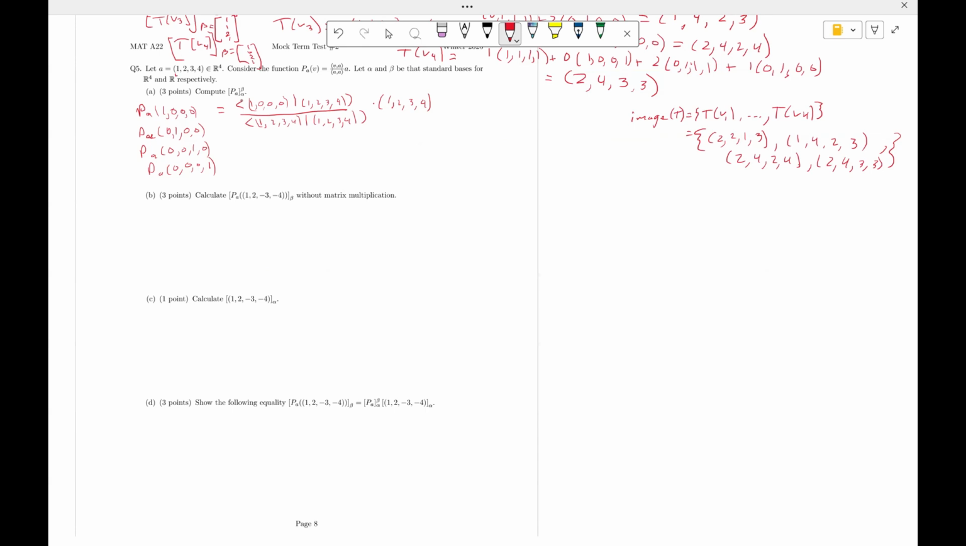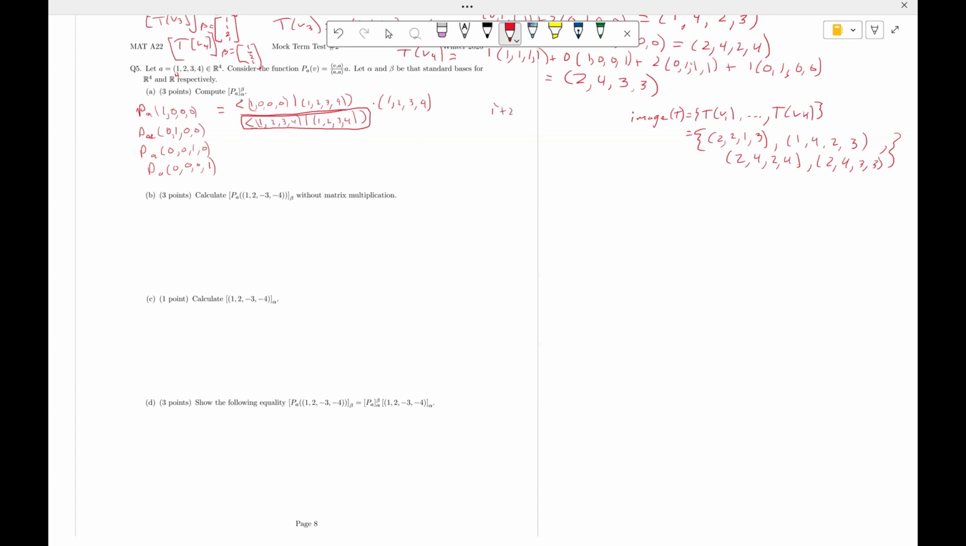This should be 4 here. They should be R4 and R4 respectively, because we're projecting onto a 4-dimensional space. So here, to save computation time later, this piece is going to be in all of my computations, so I'm just going to solve for what that is.